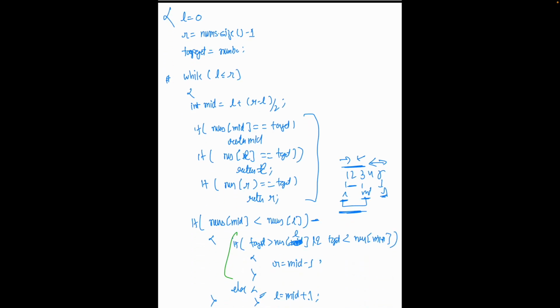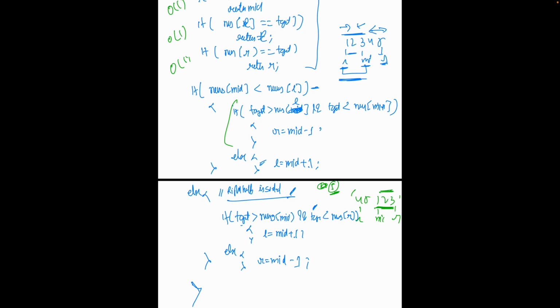Now if you think about it, these are all O(1) operations. Actually, let me change the color. This is O(1), this is O(1), this is O(1), then again O(1) operations. So these are all constant operations.